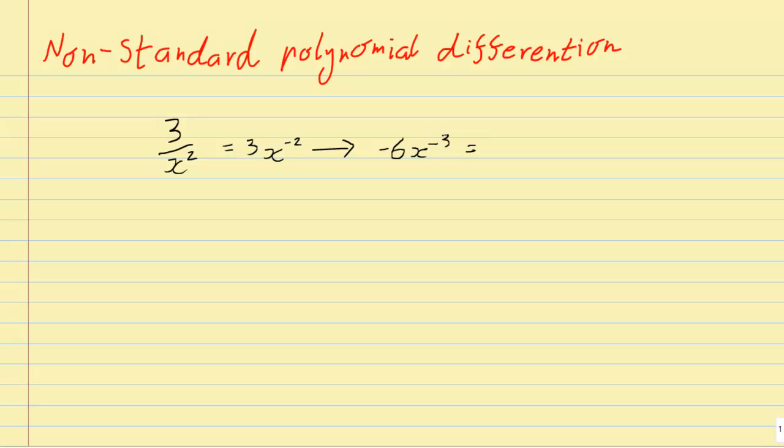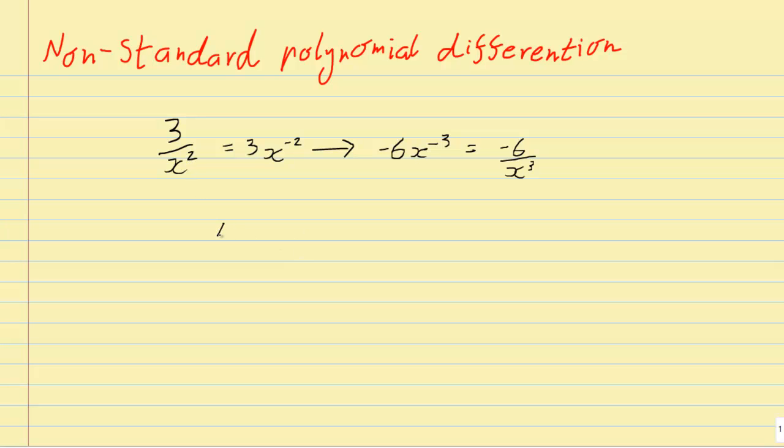But now we should probably change that into a positive. So I'm going to write that as negative 6 over x cubed. So that's how we derive something when the x power is in the denominator of a fraction.